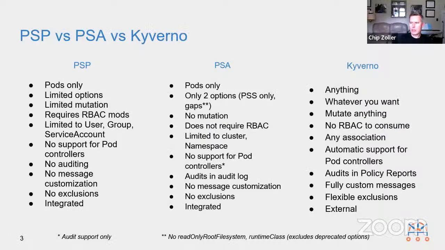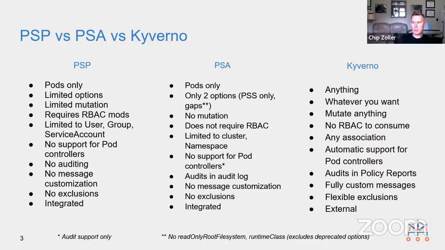Let me share my screen here. These are your real options, and a lot of this comes from the Kubernetes documentation. So we'll talk about the prior to removal state of PSPs, the internal replacement, which is PSA, or pod security admission, and then we'll talk about how both of those stack up against Kyverno.